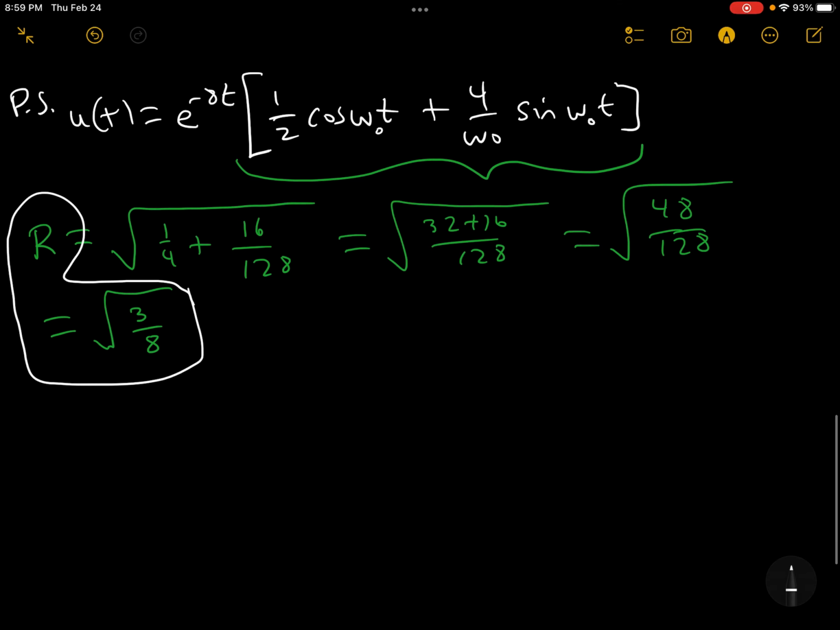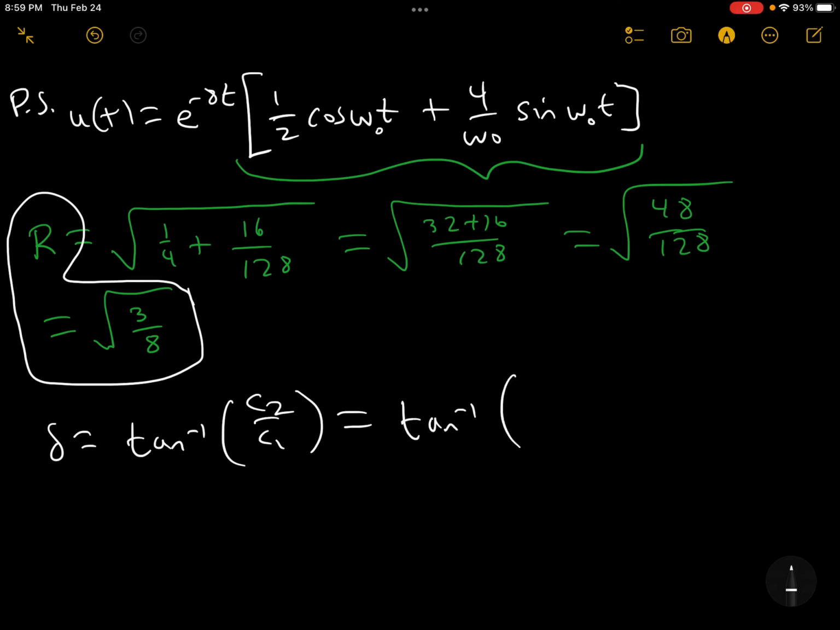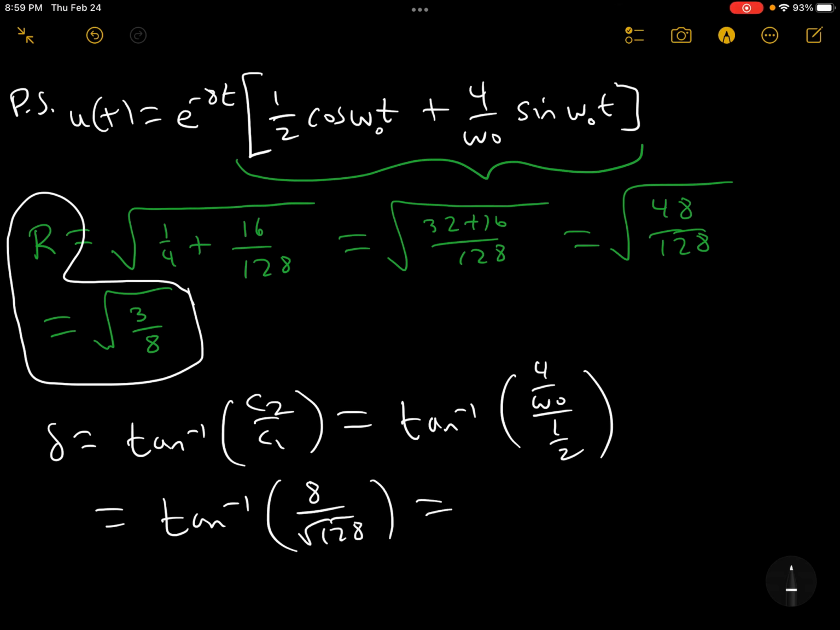And now let's find delta. So delta is tan inverse of C2 over C1, which is tan inverse of 4 over omega naught over a half. That's tan inverse of 8 over root 128. And from the calculator, this is 0.615.